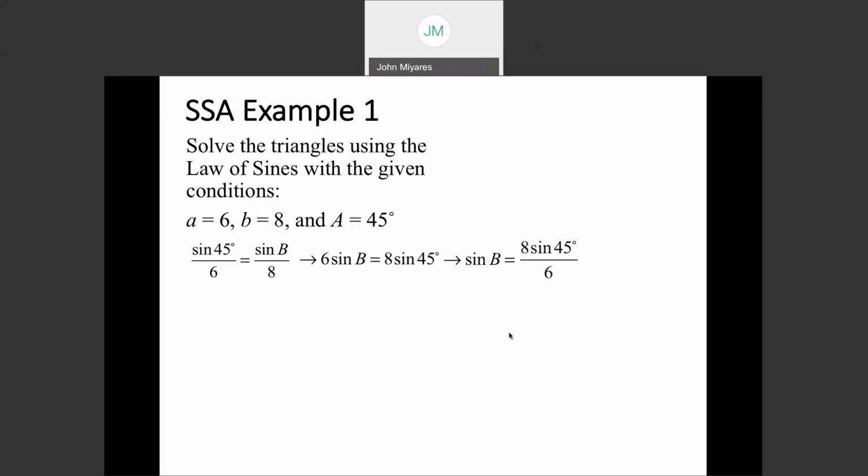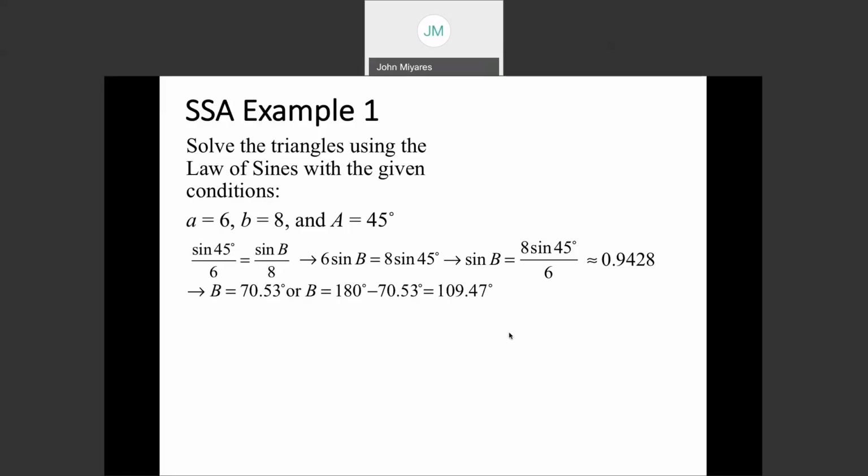Dividing by 6 gives us the sine of B equals 8 times the sine of 45 over 6, which if we punch that into the calculator, will get us the sine of angle B equals 0.9428. Now from here, we could punch that into the calculator, but the calculator will only give us the acute solution, not the obtuse solution. The acute solution is 70.53 degrees.